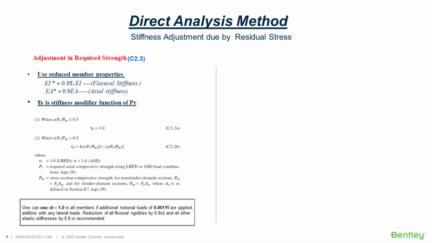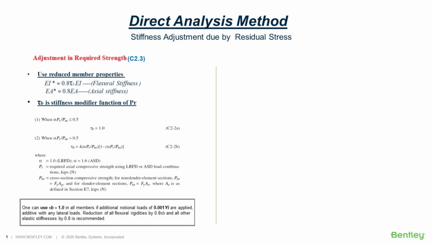These three factors we already considered in the determination of the member capacity. So we have to compensate the same in determination of the required strength. So the direct analysis uses the stiffness modifier, which is 0.8 times tau b. Now 0.8 is a blanket reduction for all the members contributing to the stability of the structure, and an additional tau b factor shall be applied to the flexural stiffness of all the members whose flexural stiffness are considered to contribute to the stability of the structure.